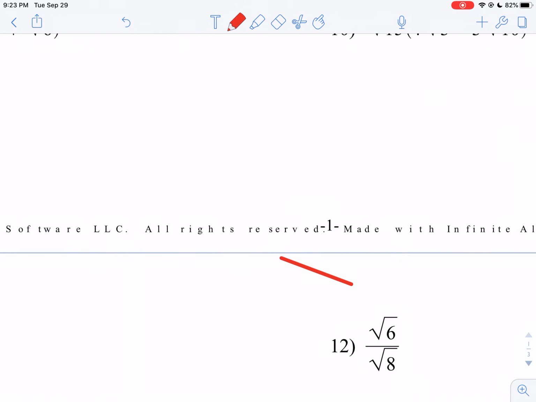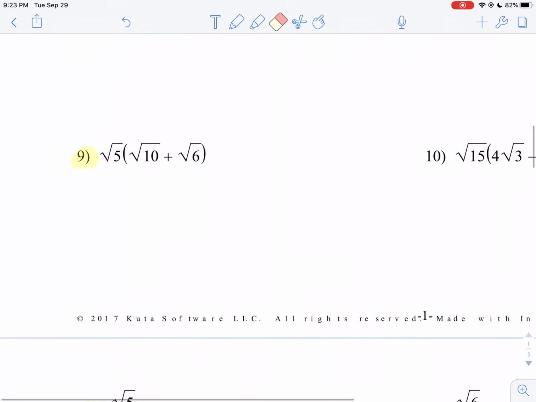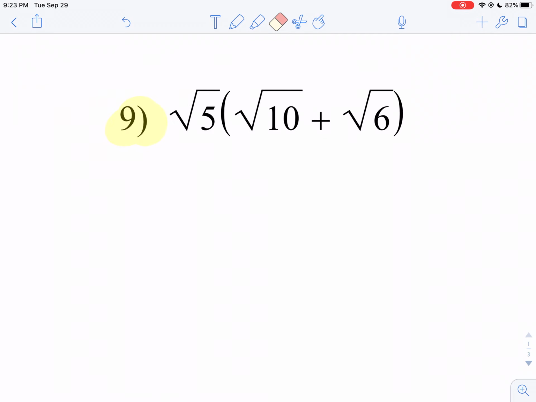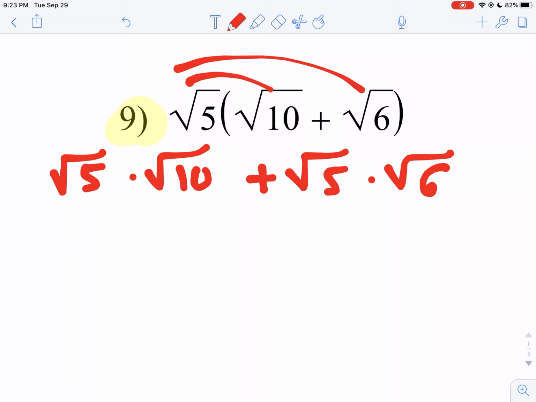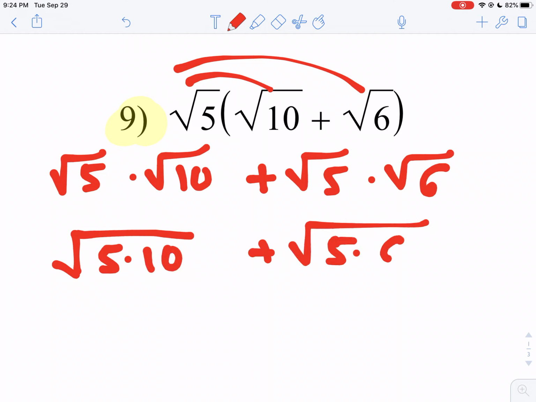I'm going to also do a review on multiplication, like this number 9. So again, I'm going to first of all rewrite the problem using distribution, and then we will do the problem. So you have a radical 5 times a radical 10, that's the first distribution, plus radical 5 times radical 6, that's the second distribution. And now we do the work. Notice that the coefficients are all 1, so I'm not going to worry about 1 times 1. I'm just going to go ahead and multiply the radicands. So you have 5 and 10, here you have 5 and 6.